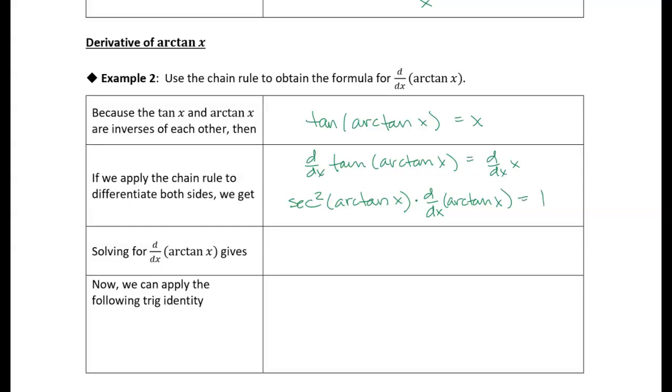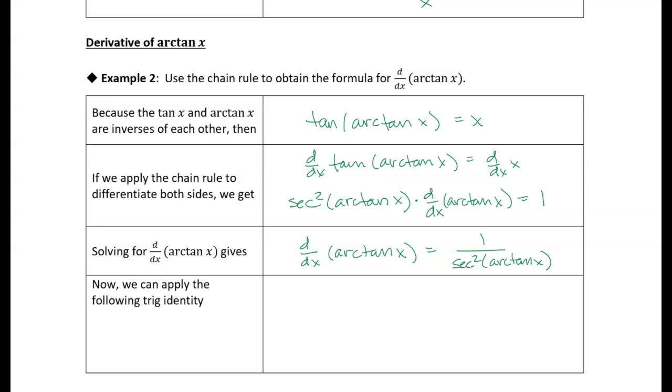Now we're going to do something similar. We're just going to solve for the derivative of the arctangent of x. What we get is that d/dx of the arctangent of x is equal to 1 over secant squared of the arctan of x. Now that's okay, but I want to get rid of this arctan over here. I want to simplify this a bit.